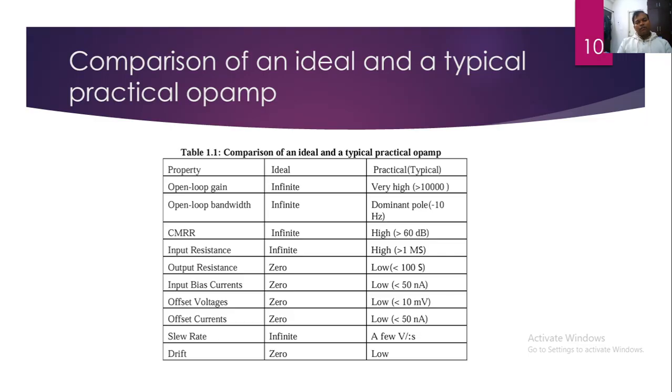Here is a comparison of ideal and typical practical op-amp amplifier. From the table we can say that ideally open loop gain of op-amp is infinite, but practically it's very high.